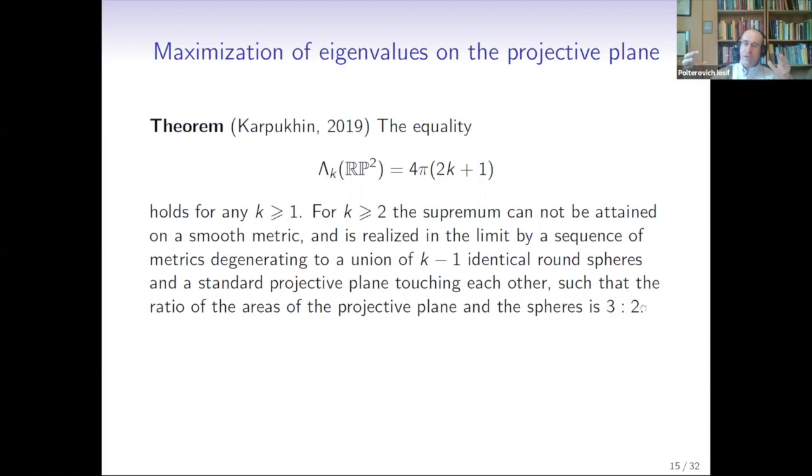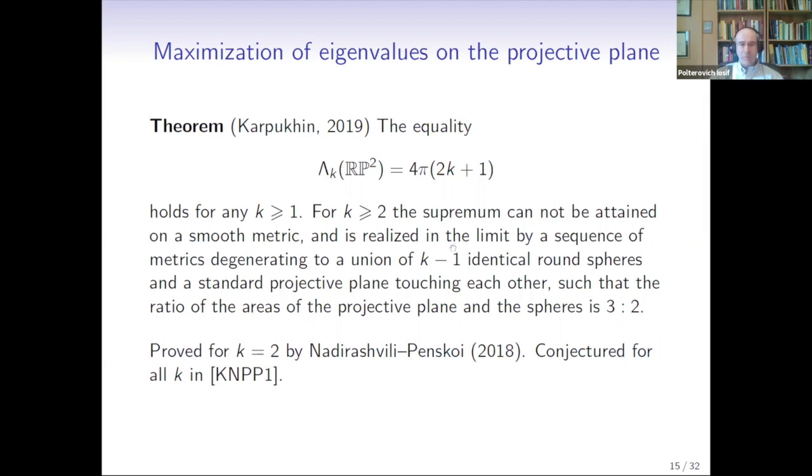The reason for that is that the maximizer for the projective plane is 12 pi, and for the sphere is 8 pi, and that's precisely what gives you this ratio. So you have to balance the volume in such a way that you get a maximizing metric. This theorem was proved for k equal to 2 by Nadirashvili and Penskoi in 2018. And we have conjectured that that is indeed the case in our joint paper. Then Misha Karpukhin found a rather ingenious way to prove this result using a lot of deep results in algebraic geometry, such as twistor correspondence and other exciting things.